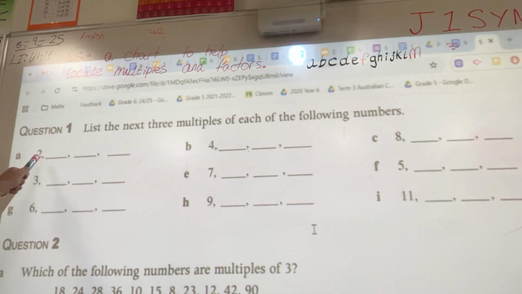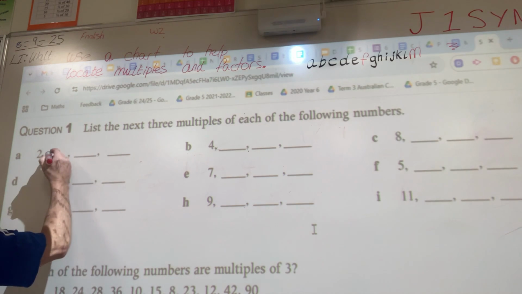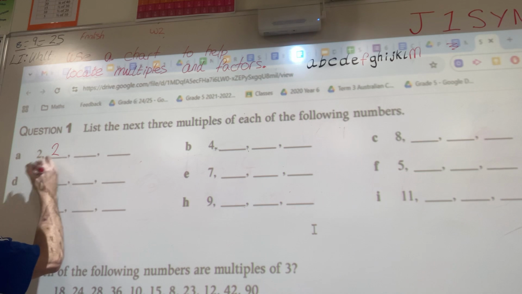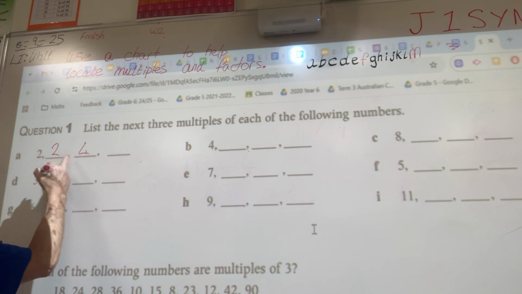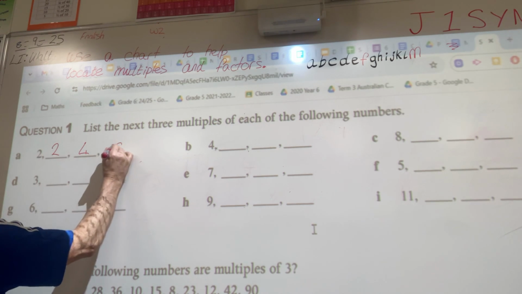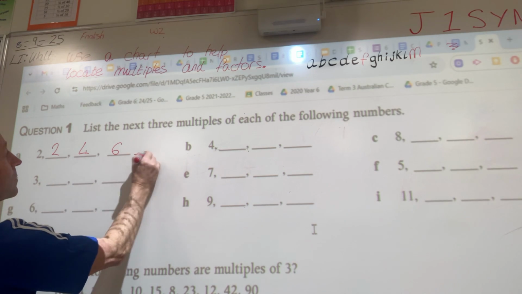So let's look at this first one. Multiples of 2. You always have to put the next one in, so multiples are getting bigger. My first one would be 2. 2 is a multiple of 2 because 2 times 1. Next one would be 4 because 2 times 2 equals 4. 2 times 3 would be 6. So these are the multiples. What would be the next 2?